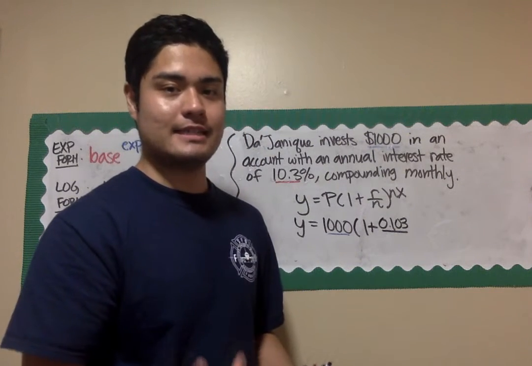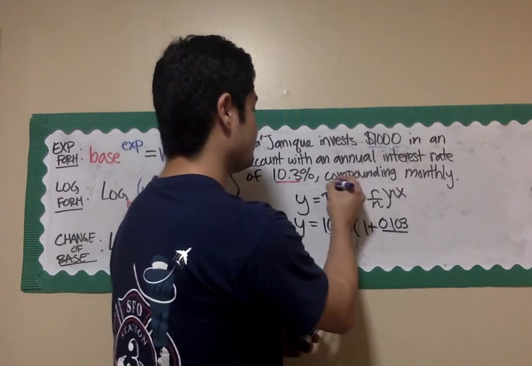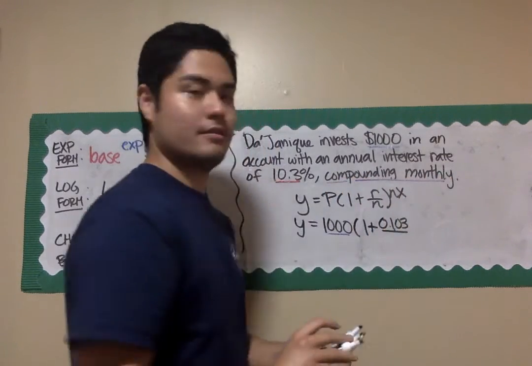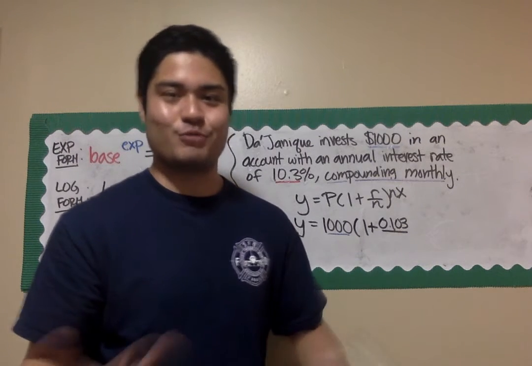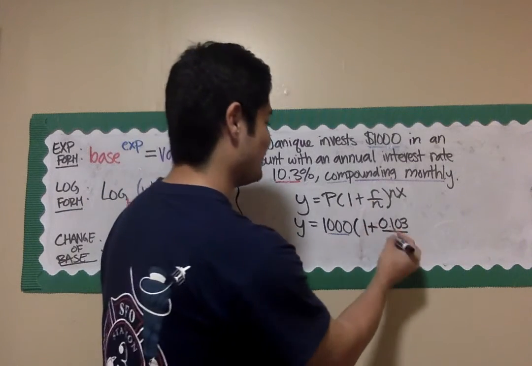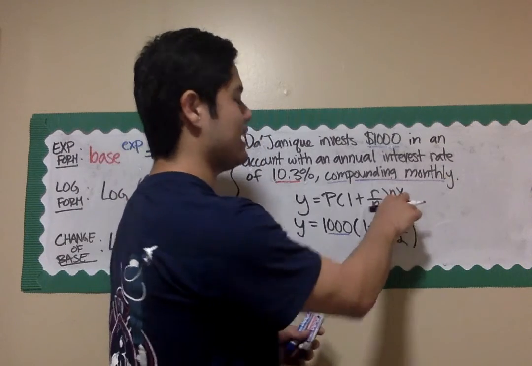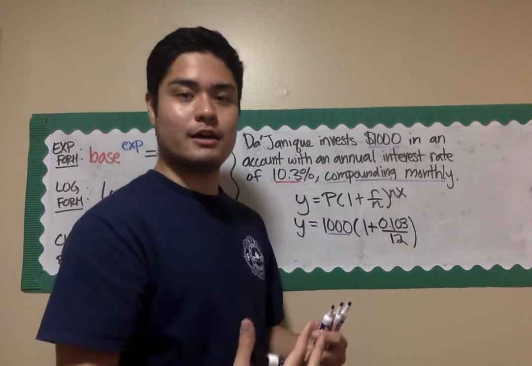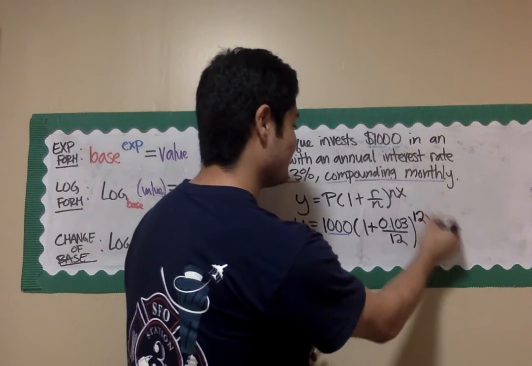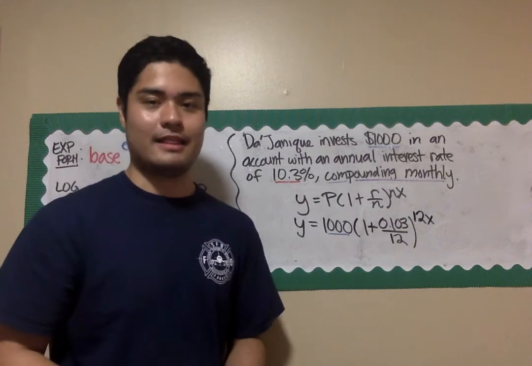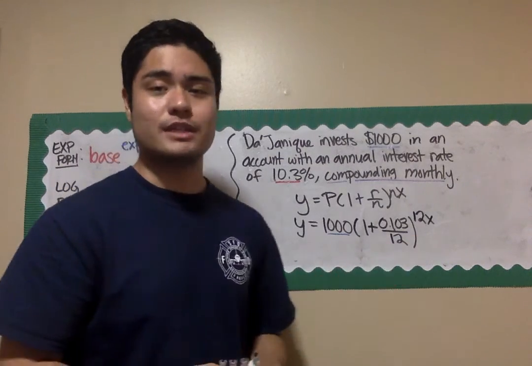The frequency is n. How often is it compounding? It compounds every month. So how many months are there in a year? There is, I hope, usually 12 months. So I'm going to write a 12 underneath the fraction, close my parentheses. The n appears again in the exponent, so it's to the power of, there's 12 months in a year, 12 times x. And that is how we set up an equation using compound interest.